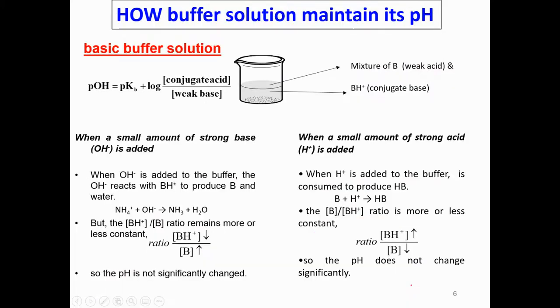For the explanation part, it is the same. Talk about the neutralization, then mention the ratio, which is constant, and then mention that the pH does not change significantly. So that is how you explain how a buffer solution maintains its pH. That's all for this part.